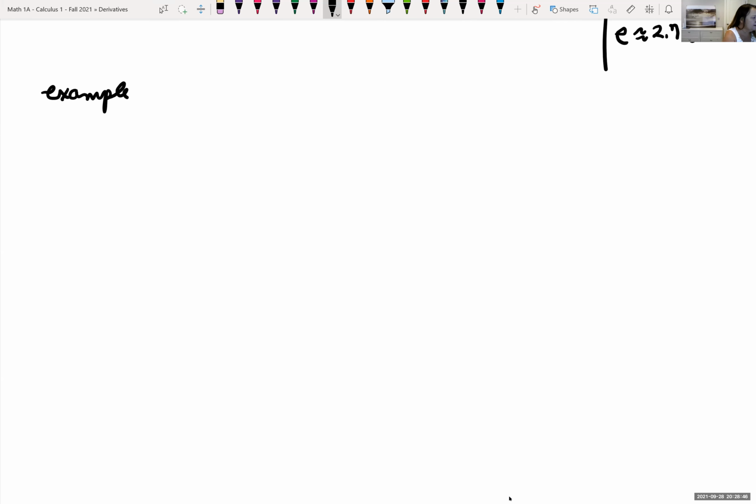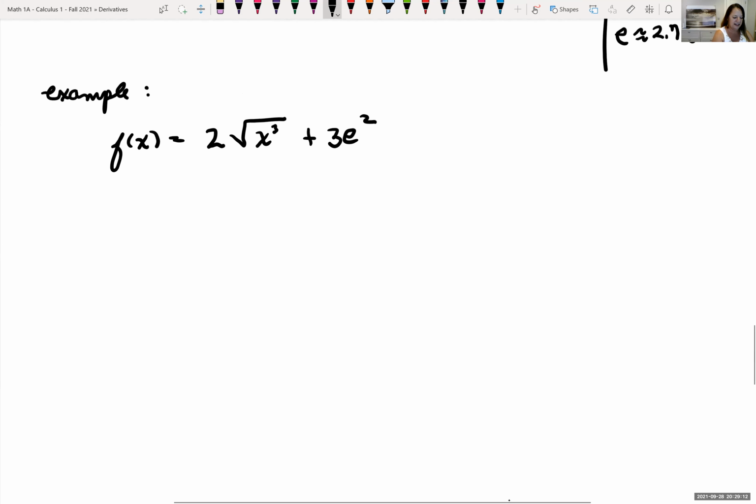Let's say f of x is equal to 2 square roots of x cubed, plus 3e squared. And it wants us to find the derivative. So I can write this, if I want, as f prime of x.